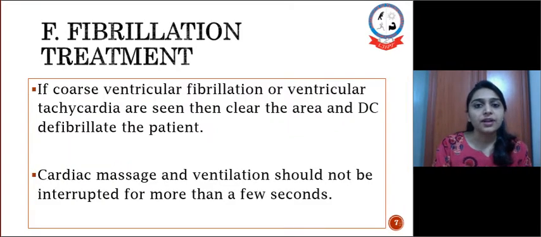Next is F, that is fibrillation treatment. We need to give a defibrillator shock to the patient when we see on the ECG either coarse ventricular fibrillation or ventricular tachycardia. At that time we ask everyone to clear the area and then give the shock to the patient. Meanwhile, cardiac massage and artificial ventilation should not be interrupted for more than 30 seconds.